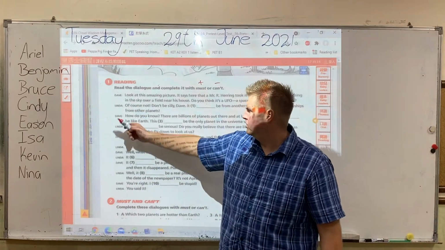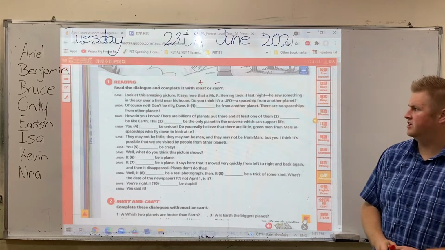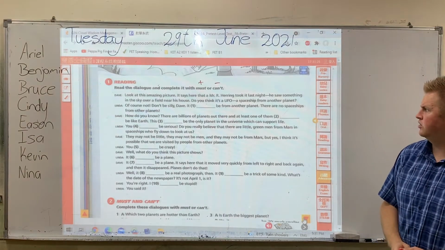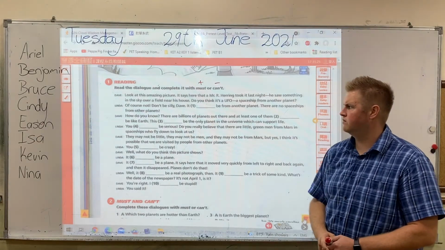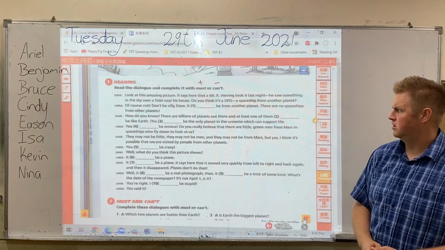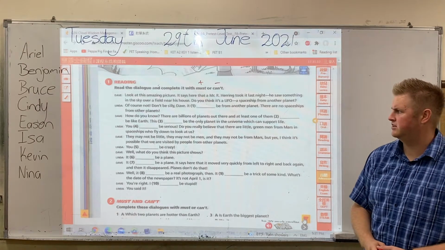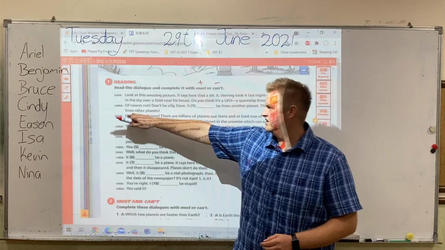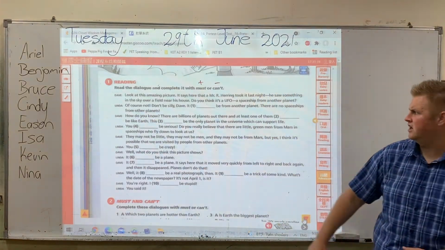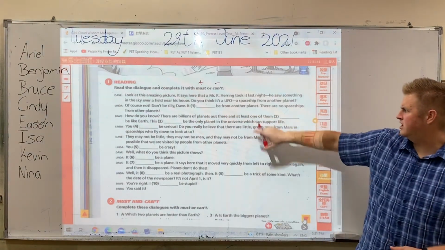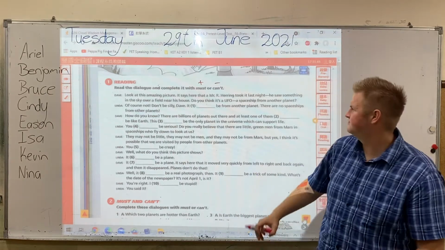Dave, look at this amazing picture. It says here that a Mr. Herring took it last night. He saw something in the sky over a field near his house. Do you think it's a UFO? A spaceship from another planet? And Linda says, of course not. Don't be silly, Dave. It can't be from another planet. There are no spaceships from other planets.